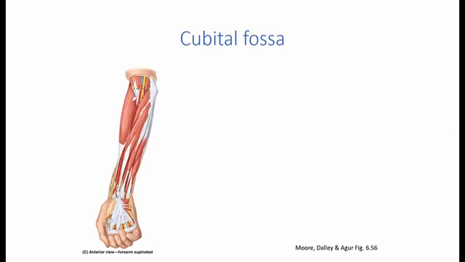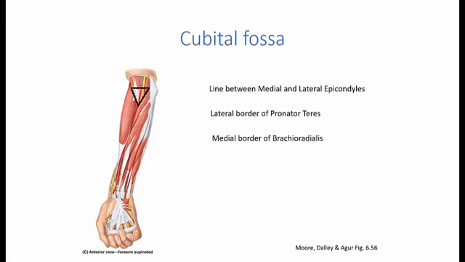So looking at the cubital fossa as an anatomical space in particular, we have a boundary. Our proximal boundary is the imaginary line that runs between the medial and lateral epicondyles. So this is a triangle. Our next boundary is the lateral border of pronator teres, and this makes up our medial boundary. Finally, we have the medial border of our brachioradialis. And so what we have is a triangle, our cubital fossa.